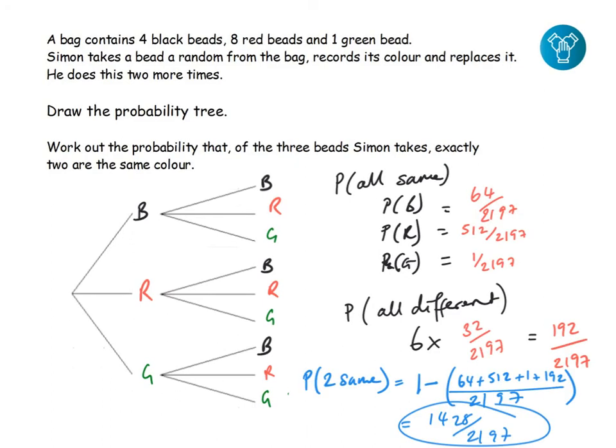So as you carry on through the working out, hopefully you agree with what I've got. The probability of getting all blacks is 64 over the 2,197. All reds is 512. All greens is 1. All over the same denominator. All different, and there's 6 lots of getting it all different, gives you the same value, then 6 times, and then you're going to subtract it from 1. So your final answer is 1,428 over the 2,197. So that's the quickest way to do it. It's not the only way to do it, but it is certainly quicker.